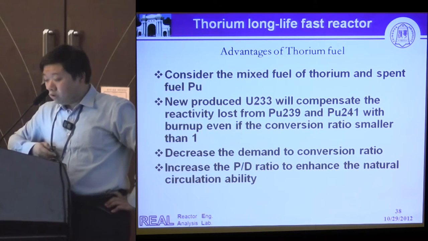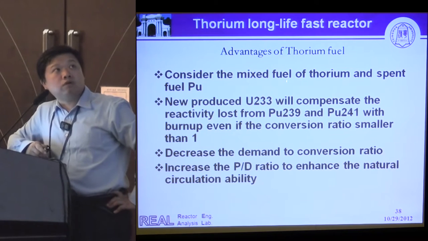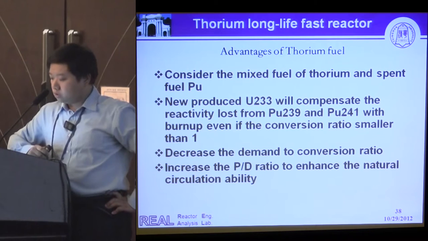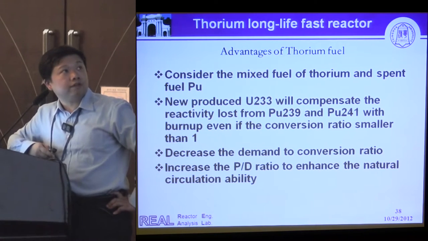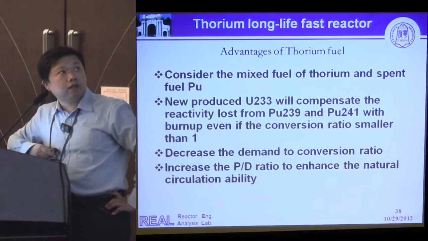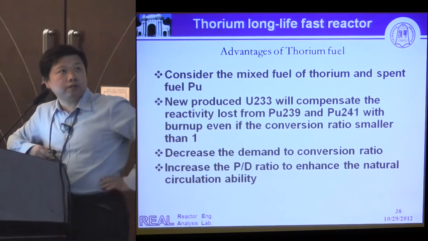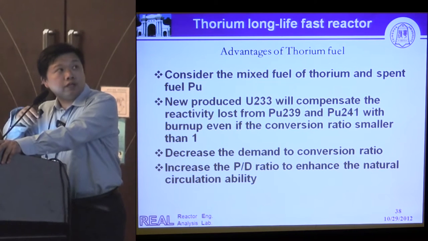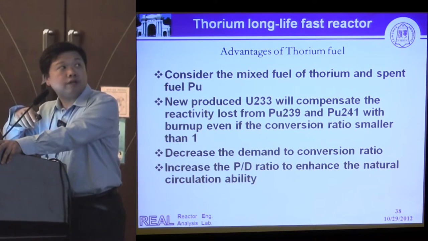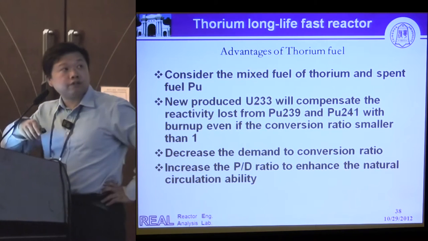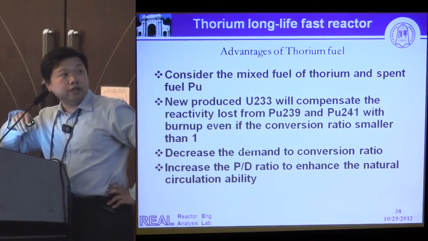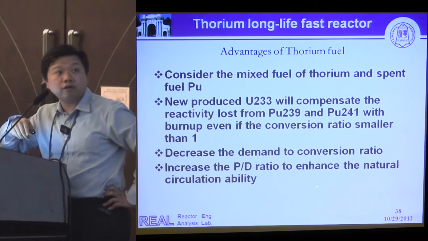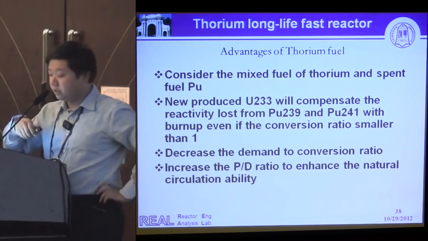And we use the mixed fuel. We mix the thorium and the spent fuel plutonium to use in the long life core designs. The new product, uranium-233, will compensate for the reactivity lost from the plutonium, and even if the conversion ratio is smaller than 1, it will decrease the demand on the conversion ratio, and we can increase the P ratio in our design to enhance the lateral circulation ability.